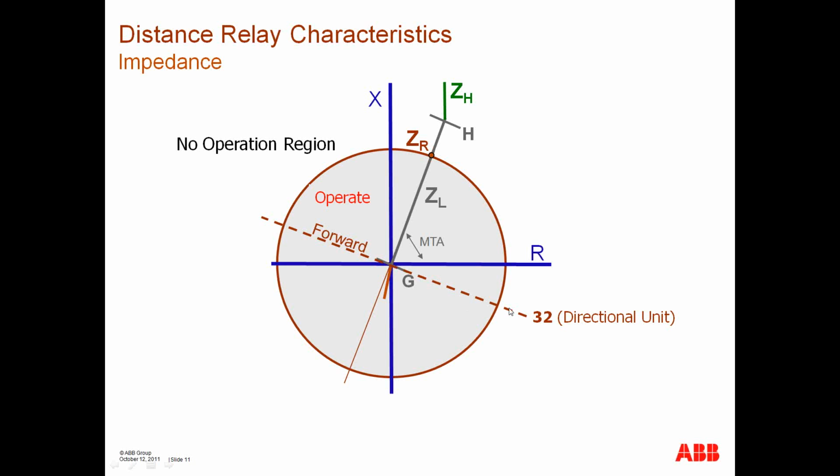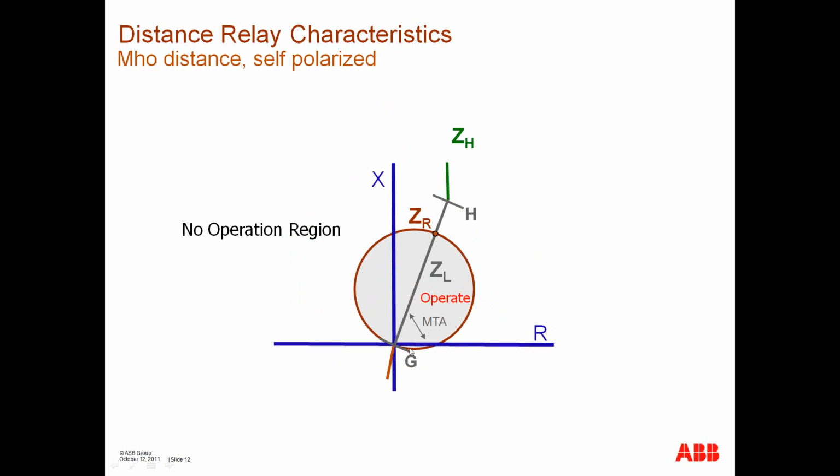Looking for faults, it needs some type of directional supervision so that it can operate for only forward faults, or if set, only reverse faults. This is a distance relay, different than an impedance relay. In most relays, with most terminology today, people intermix the two terms, distance and impedance. So this measures the distance on the line.